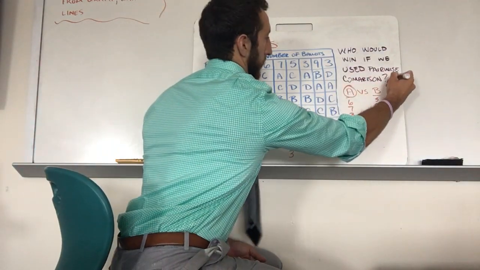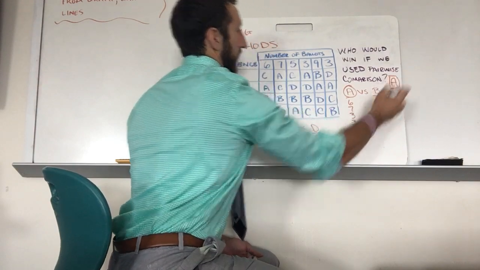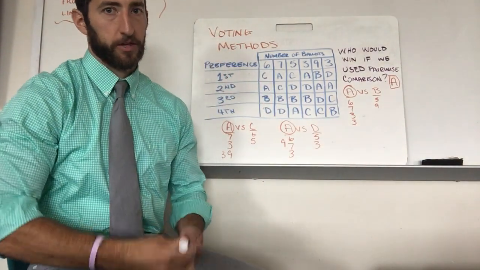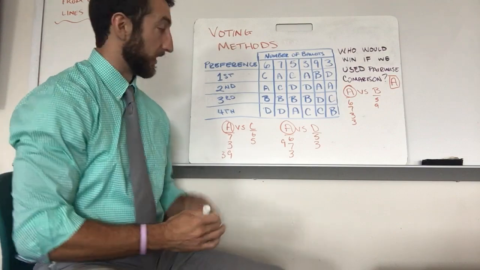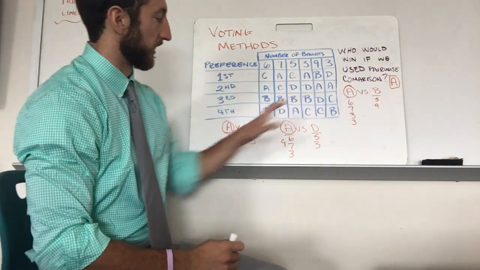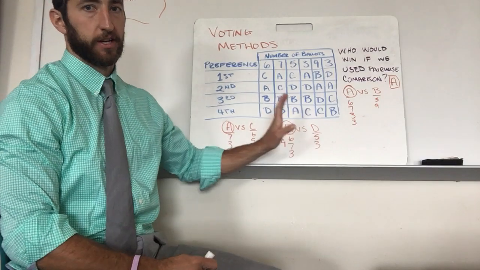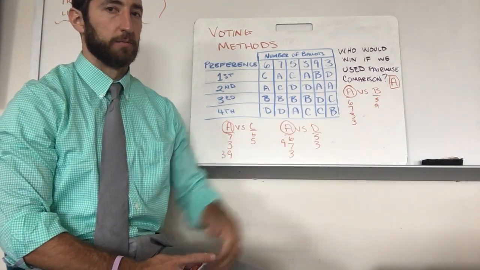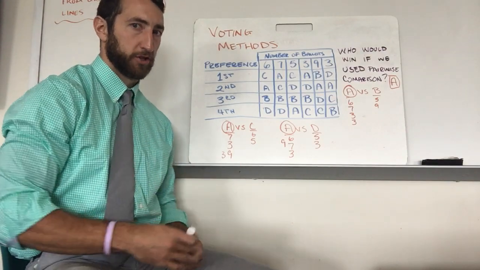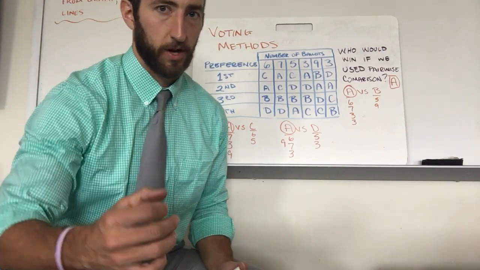So who would win in our pairwise comparison? A is going to win that pairwise comparison. You just match up everybody, and whoever wins a matchup goes on to the next one. If they win there, they go on to the next one. And if they win the last one, they're the winner. If D had won here, then D would be the winner. Whoever wins that last matchup is going to be your winner, and that is pairwise comparison.